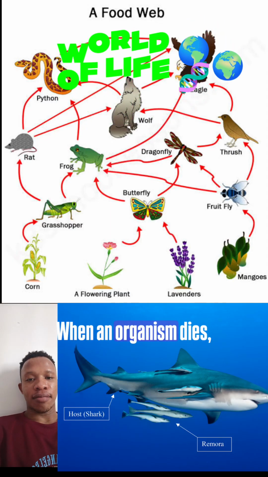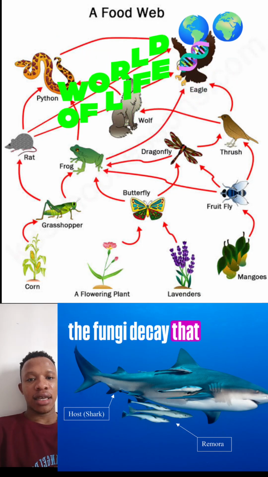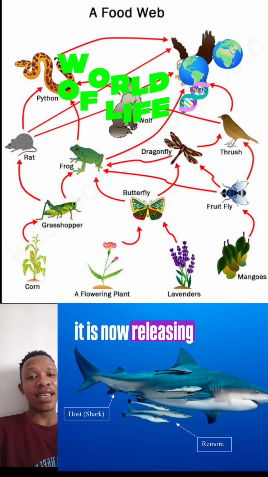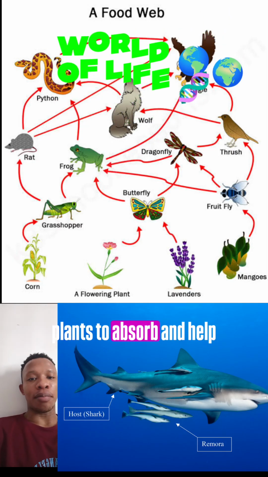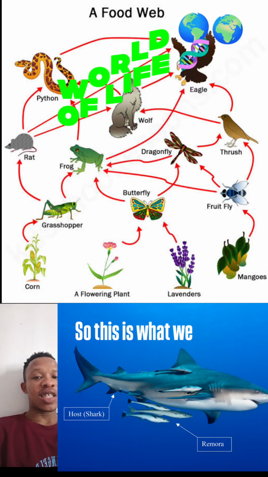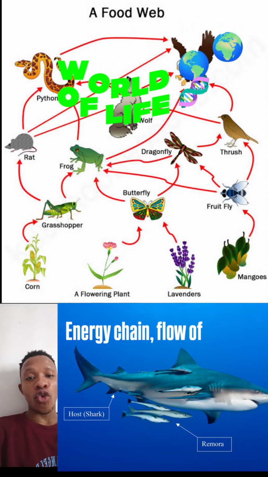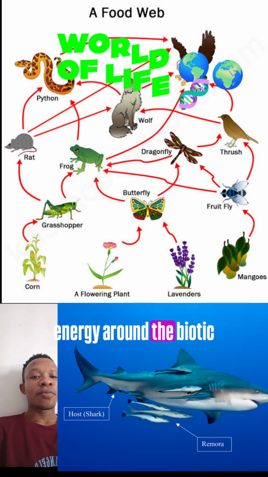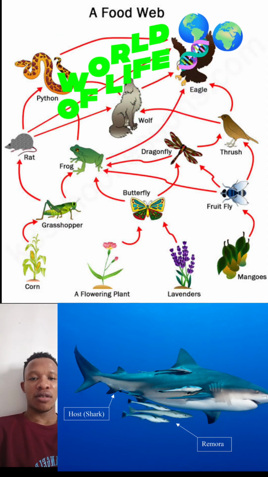When an organism dies, the fungi decay that organism. As it is decaying them, it is releasing nutrients to the soil for plants to absorb and help them to grow. So this is what we call food energy chain, flow of energy around the biotic environment or biotic world.